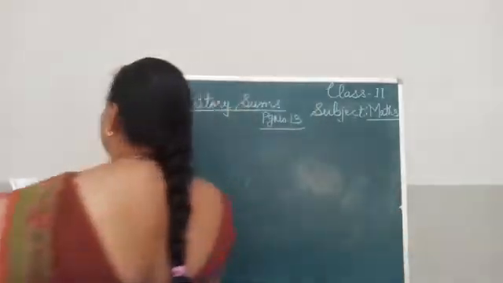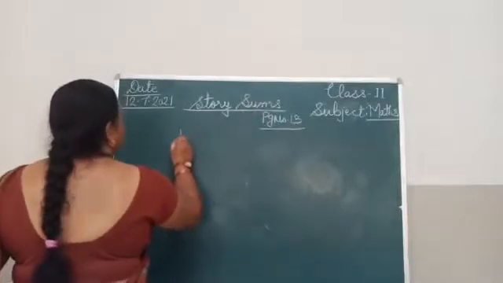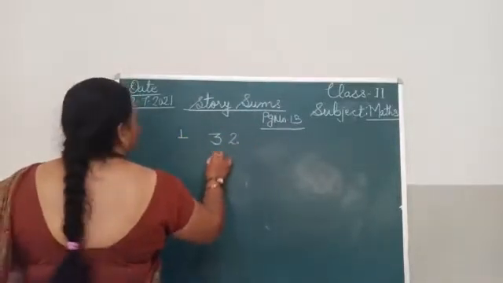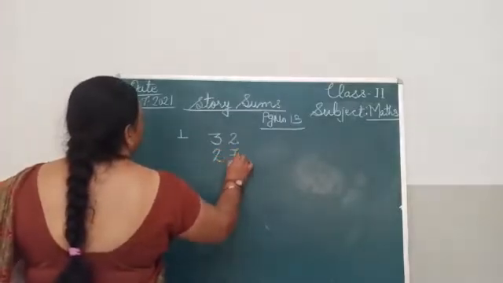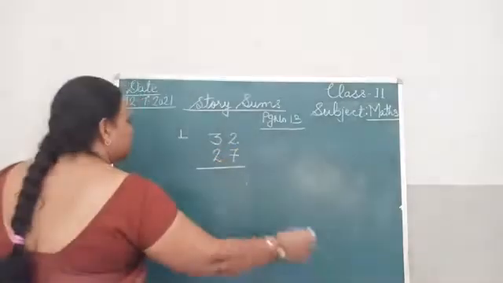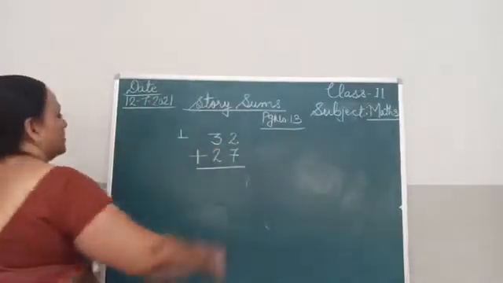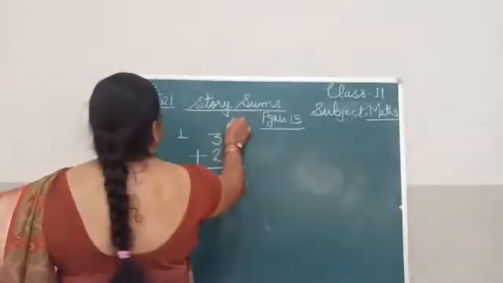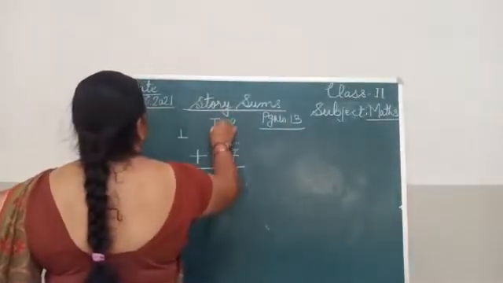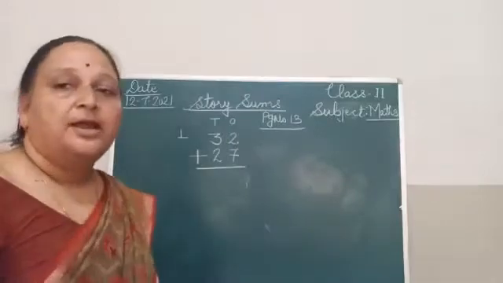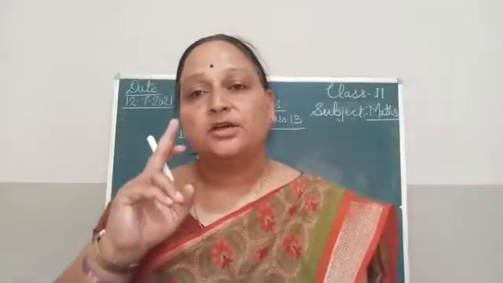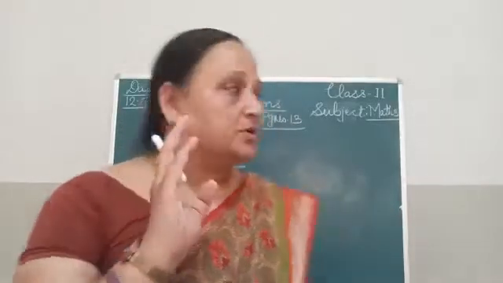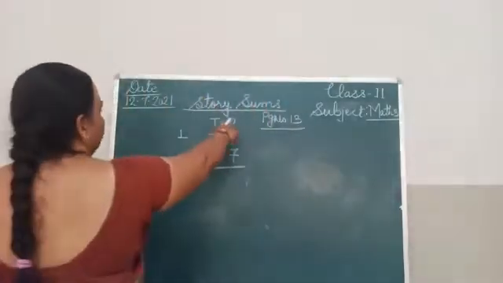First we will arrange the numbers. 32, number 1, 32. And later on, how many children got in? 27. We will put the sign plus. Okay. Now we will add. First, we will add from the ones side. Always remember, whenever we add, subtract or multiply, we start with the ones place. Remember it. We start with the ones place.